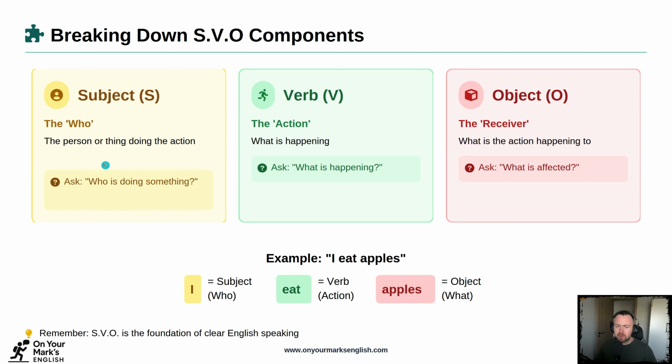So when you want to figure out the subject, or the S, ask yourself, who is doing something? I, you, we, they, he, she, it. Then for the verb, you can ask yourself, what is happening? I eat, I run, I jump, I sing, I play, I do. Object, O: what is the action happening to? What is affected? I eat apples, I eat bananas, I read books, I jump on the trampoline.